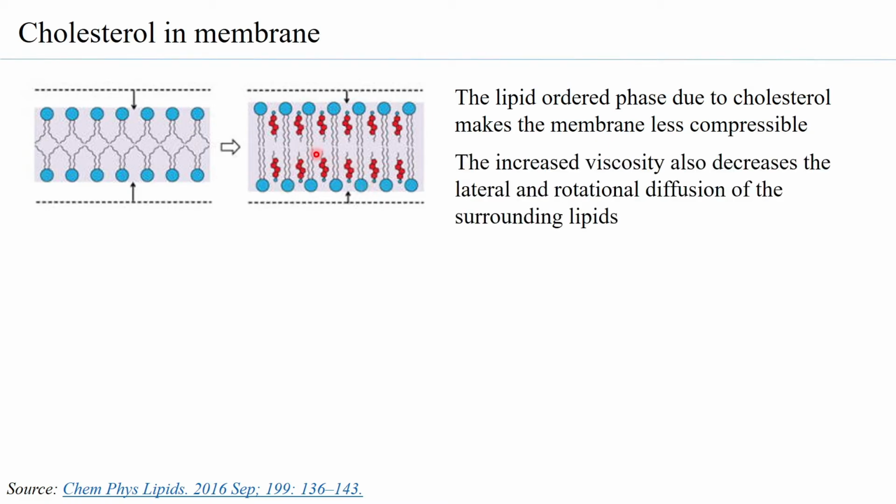And it also increases the viscosity, because you have more of the lipid components. You know that more solute content in a solvent makes the entire thing more viscous. So the viscosity is also going to increase, and that is going to decrease the lateral diffusion of the phospholipids, the lateral diffusion of the surrounding lipids. It's also going to affect the rotational diffusion of the surrounding lipids. So movement is also curtailed, movement is also restricted because of the presence of the cholesterol.